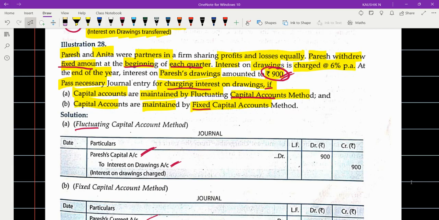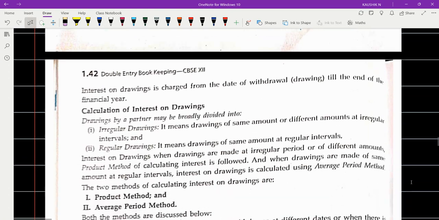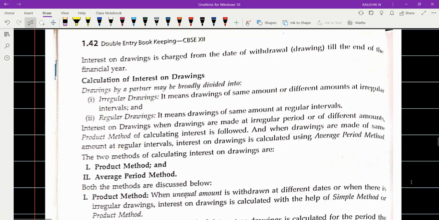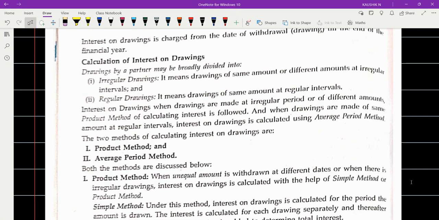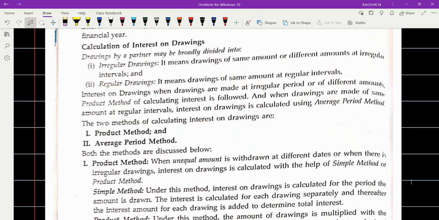Hope it is clear to you. Any doubt in this concept? Right. Let's move on to the method. This is what they said: interest on drawings by using two different methods, product method and average period method.